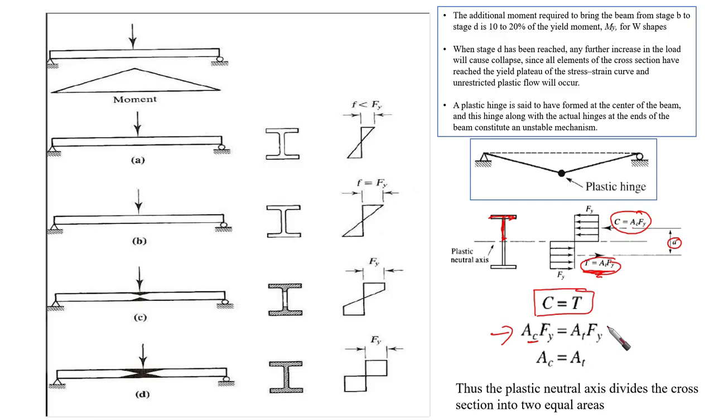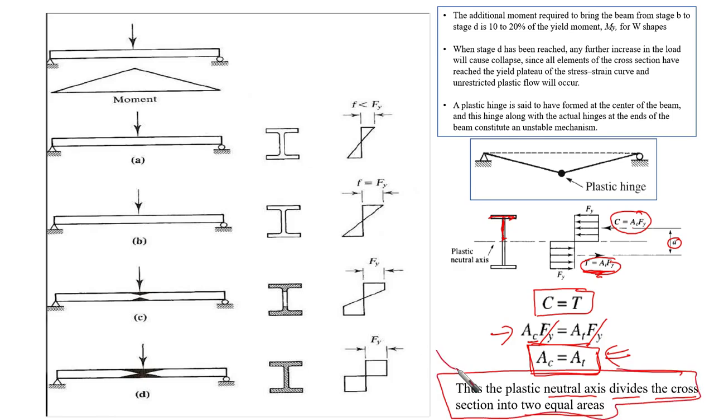And as we know that F yield here and here are going to cancel out because it's the same entity, then we are going to find at the end that the area under compression must equal the area under tension. The area under compression must equal the area under tension. Thus, the plastic neutral axis divides the cross section into two equal areas. This is a very important concept for the plastic moment development.